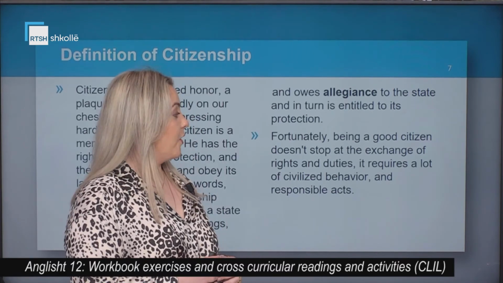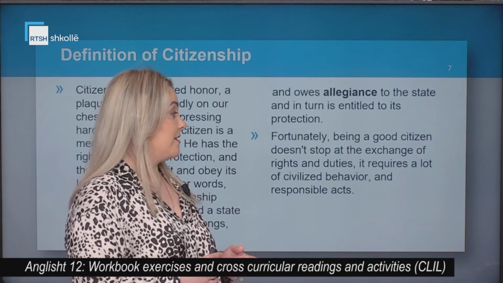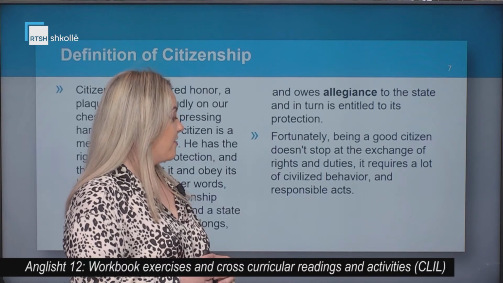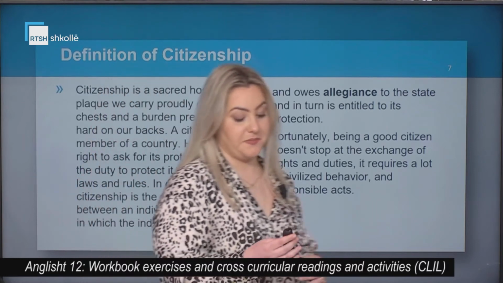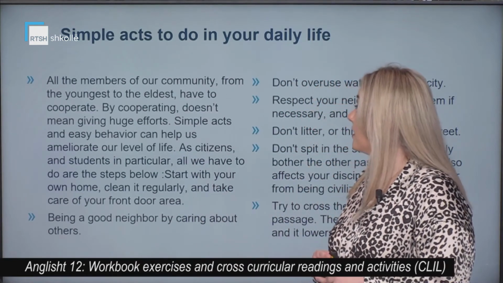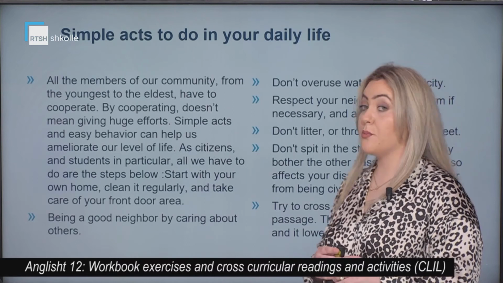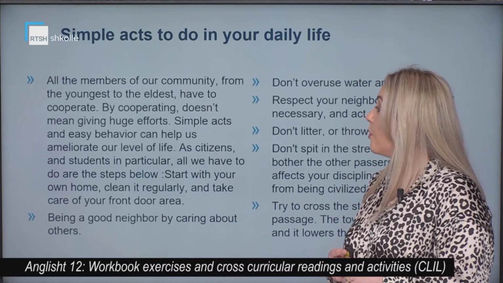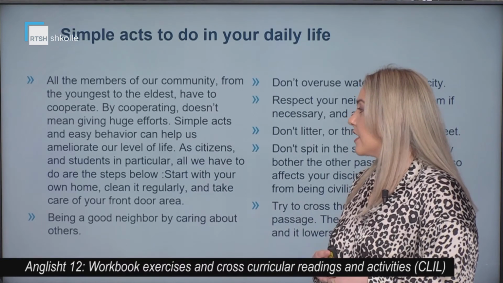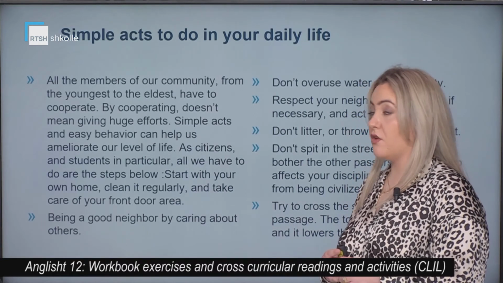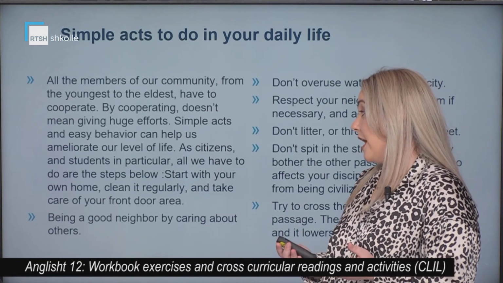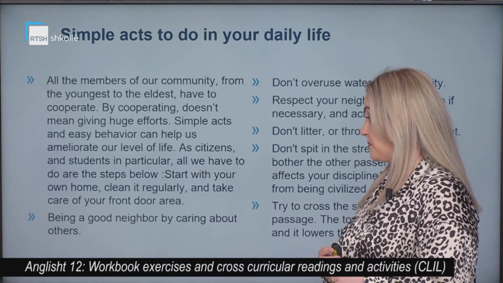Fortunately, being a good citizen doesn't stop at the exchange of rights and duties. It requires a lot of civilized behavior and responsible acts. All the members of our community, from the youngest to the eldest, have to cooperate. Cooperating doesn't mean giving huge efforts. Simple acts and easy behavior can help us ameliorate our level of life. As citizens, and students in particular, all we have to do are the steps below.